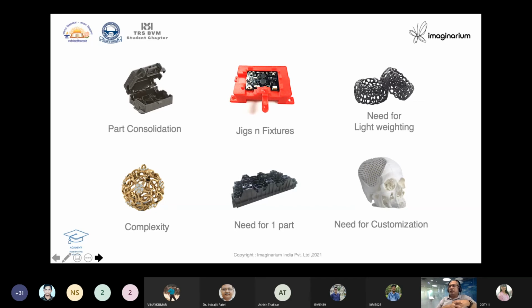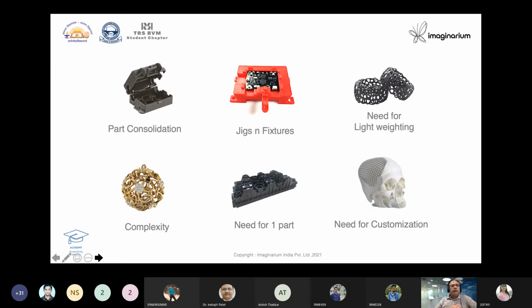Then the need for lightweighting, wherever you need parts which are very light. Because of the presence of Voronoi structures or lattice structures, one can make an object with less material content, with the same strength required for the use context. Then you call it lightweighting.